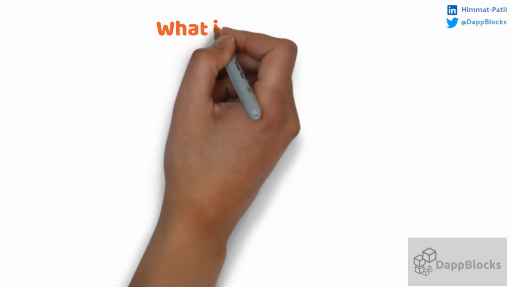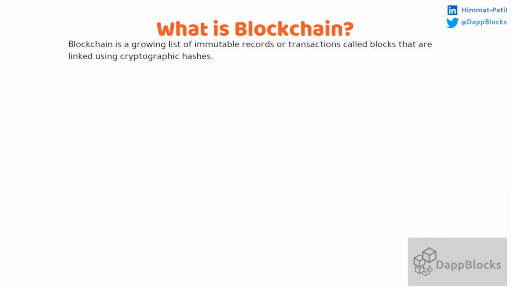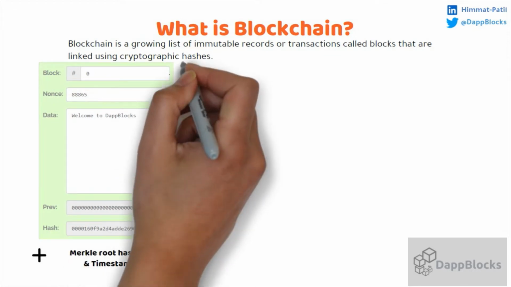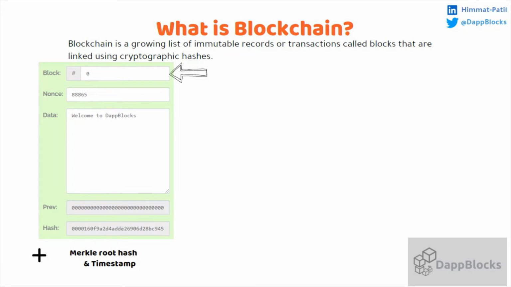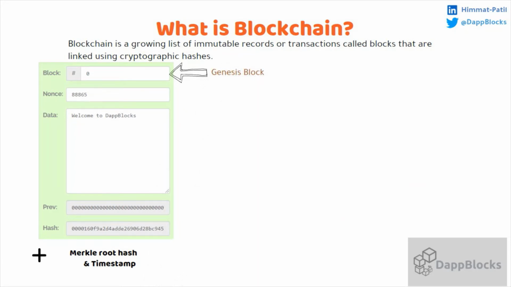What is blockchain? Blockchain is a growing list of immutable records or transactions called blocks that are linked using cryptographic hashes. Each block stores, first, block number. Block number is the position of the block in the chain. Zeroth position block is called the genesis block. The next block will have the block number 1 and so on.